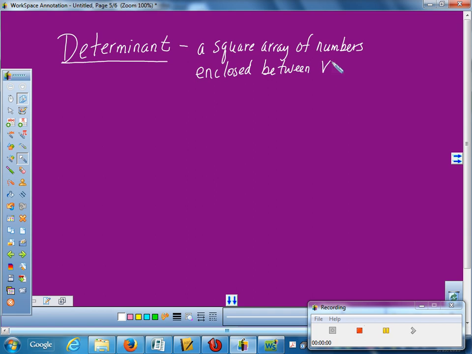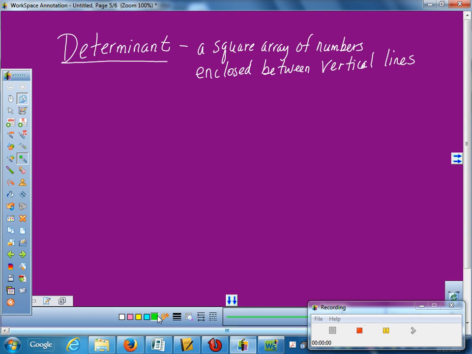Does that ring a bell or sound like something you've heard before? An array of numbers. What's an array of numbers? Yeah. Rows and columns of numbers. Have we seen rows and columns of numbers somewhere before? In what? Matrices. But there's 2 things that make this not a matrix.